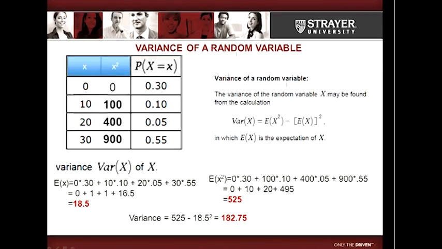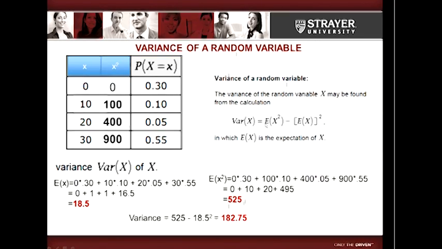So the first thing we really want to find is the expectation of x squared. On the x squared, we're just going to multiply the 0, which is in the x squared column, times 0.30, and then 100 times 0.10, and then 400 times 0.05, and 900 times 0.55, which is just the expectation formula being used with the x squared values. Multiplying these out, 0 times 0.30 is 0, 100 times 0.10 is 10, 400 times 0.05 is 20, and 900 times 0.55 is 495. When you add those all together, you get 525.